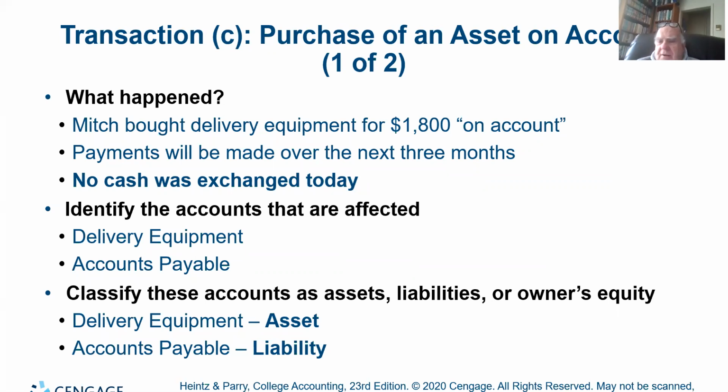Purchased an asset on account. Remember what I said? On account, nobody had money. As soon as you see those two words, you say to yourself, on account, nobody had money in this transaction. The money will come later. So they bought an asset. They bought more delivery equipment, but this time it's on account. So there's no cash. We have more delivery equipment, but now we have accounts payable, because we're going to pay it later.